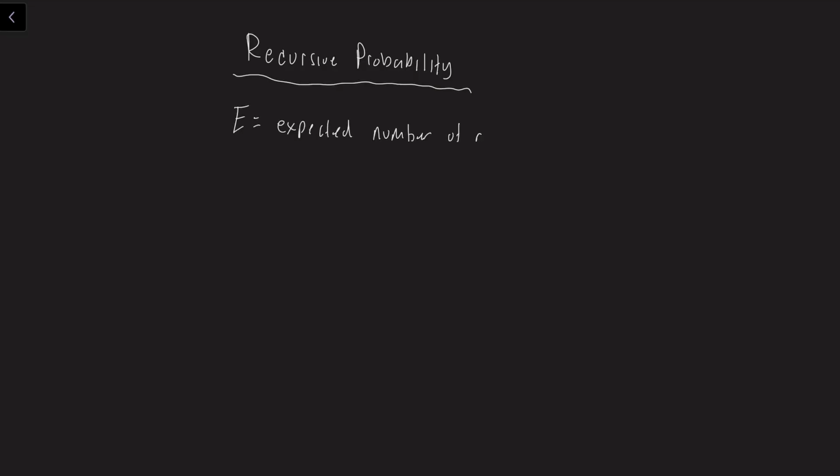Simple. The other way I want to show is something called using recursive probability. So we create a variable e, and that's going to be the expected number of rolls until the first 6. We can actually set up a recursion formula to demonstrate this process.